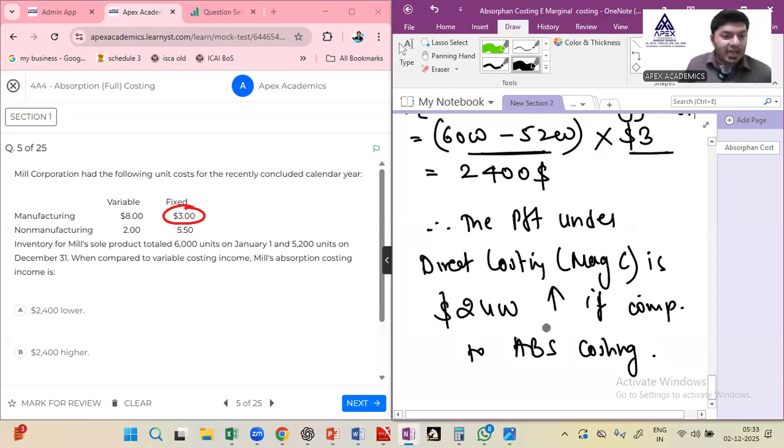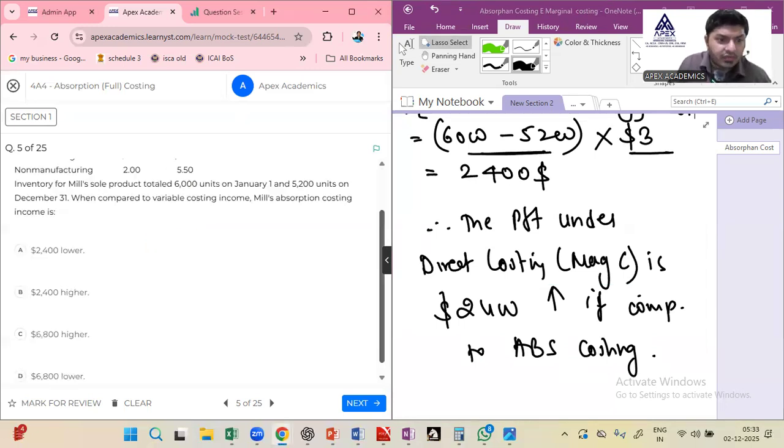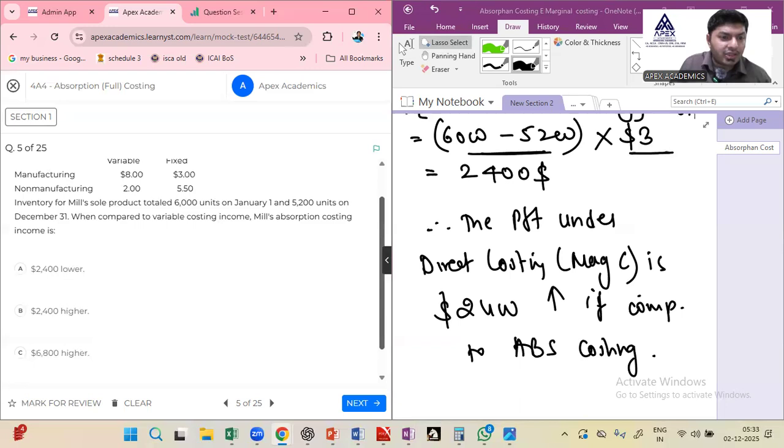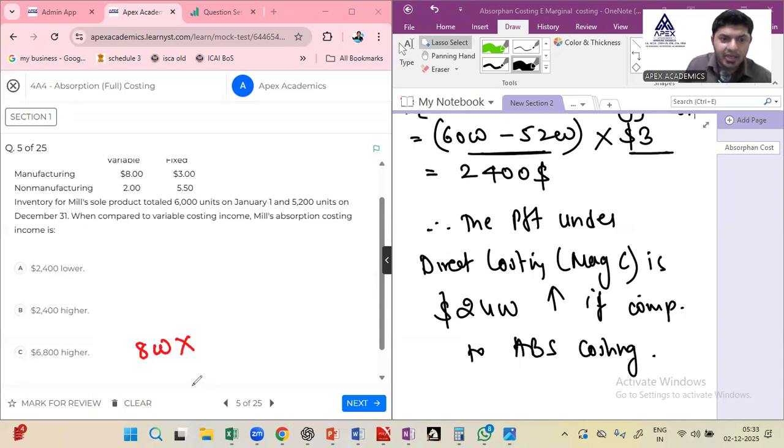And what does the answer say? Obviously, I can see marginal costing profit is higher. So, obviously, absorption costing income is $2,400 lower. It is $2,400 lower. Let us look at the other options to understand how they can confuse us in the exam. See, they are using the word over here 6,800. How did they come to 6,800? One may wonder. To come to 6,800, it is 800 multiplied by some random voodoo number that they have taken. So 6,800 does not make any sense.